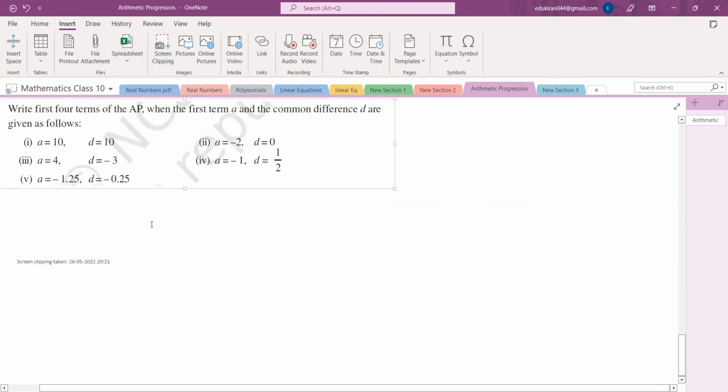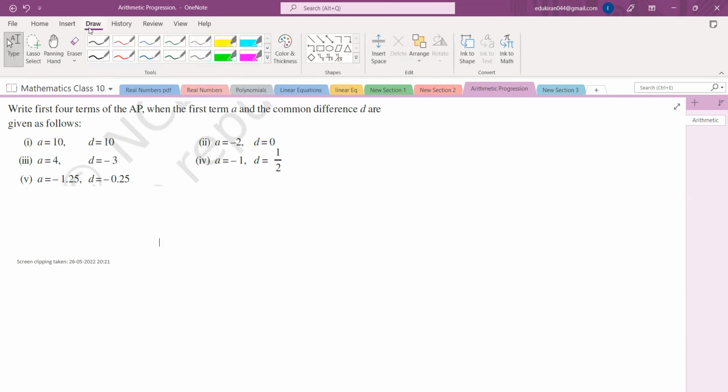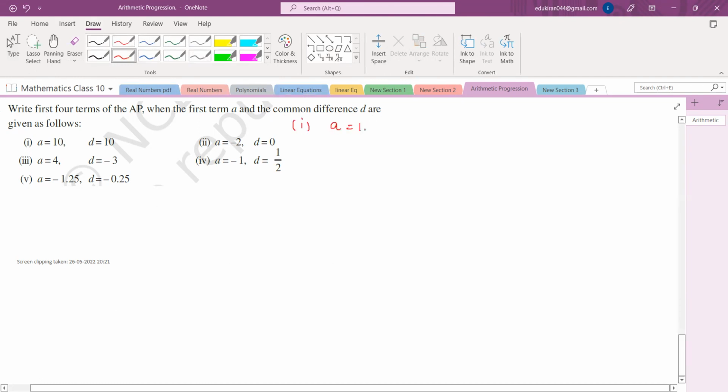So this is the question: write the first four terms of the AP when the first term A and the common difference D are already given. If I consider the first part, A is 10 and D is again 10. And you have to write only the first four terms.